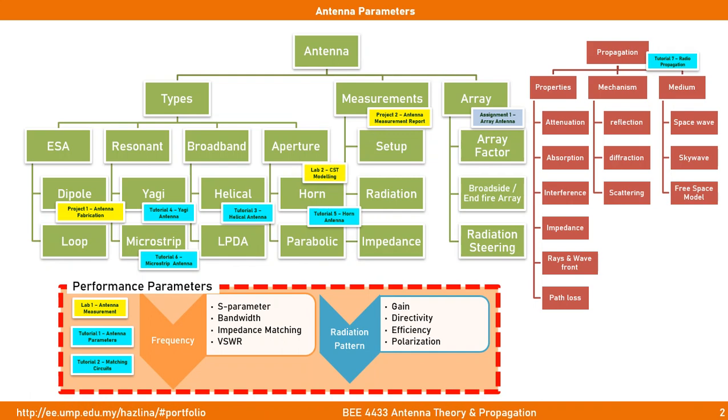In this particular topic, we will go through the performance parameters associated with antenna theory and design. These include S parameter, bandwidth, impedance matching, VSWR, gain, directivity, efficiency, and polarization.